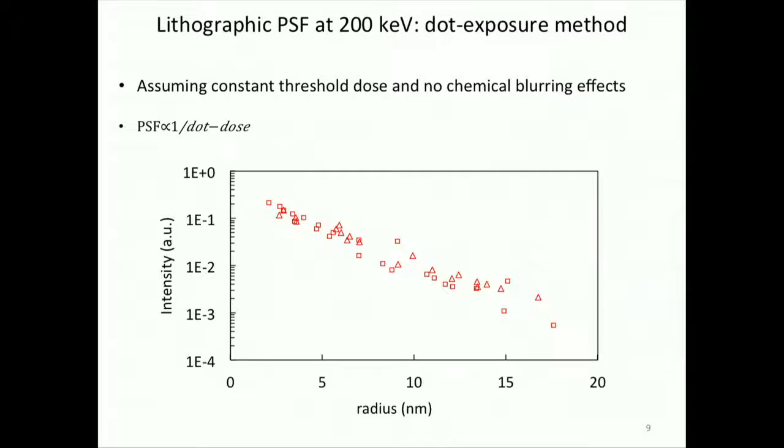We also measured the lithographic PSF at 200 kV. Assuming a constant threshold dose and no chemical blurring effects, we measured the PSF by doing single pixel exposures, measuring the radius for each dose, and plotting radius against 1 over the dose. By doing this, you get the functional shape of the lithographic PSF.